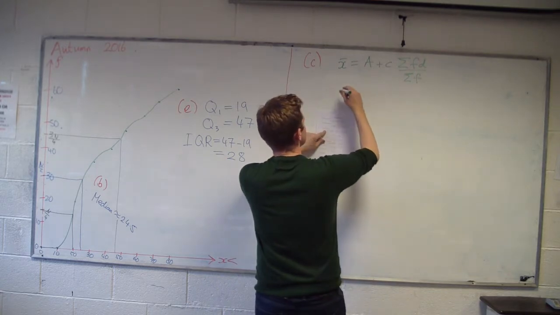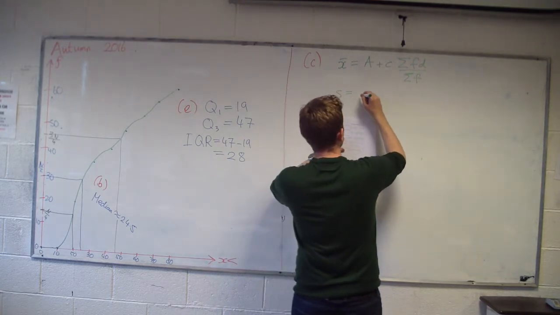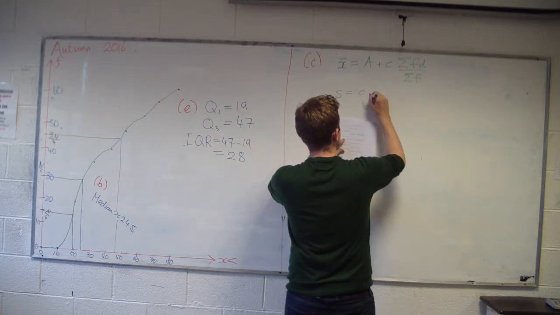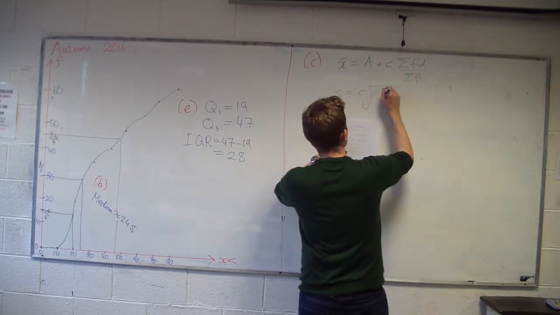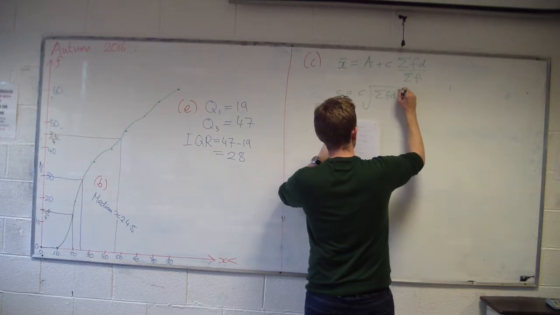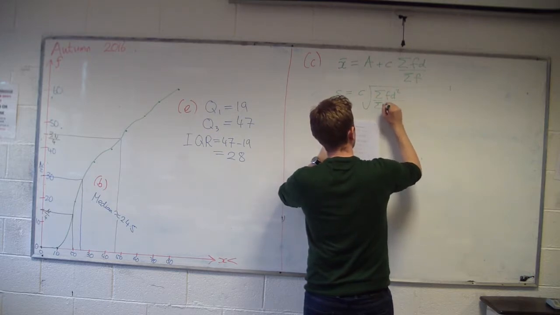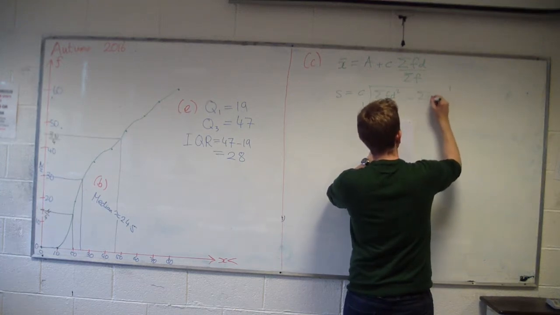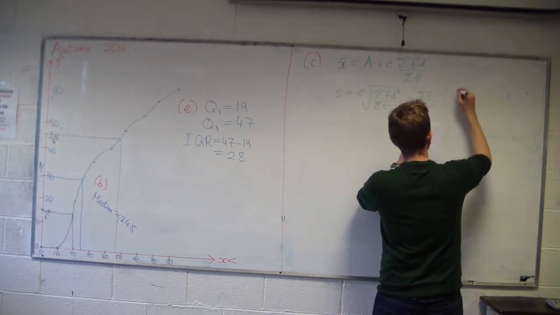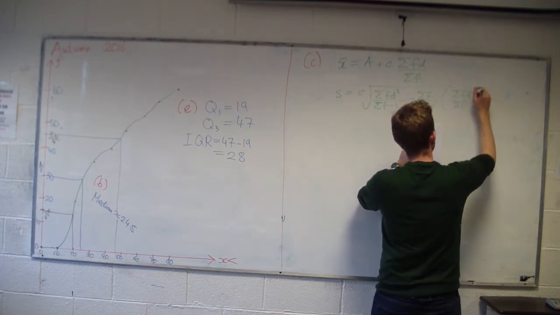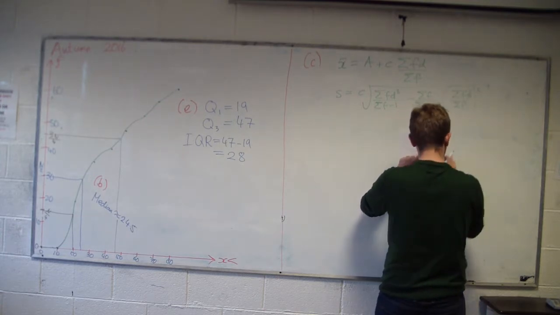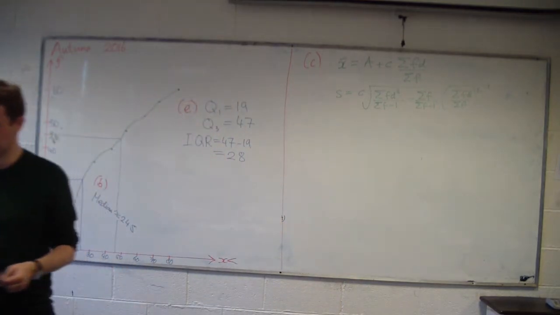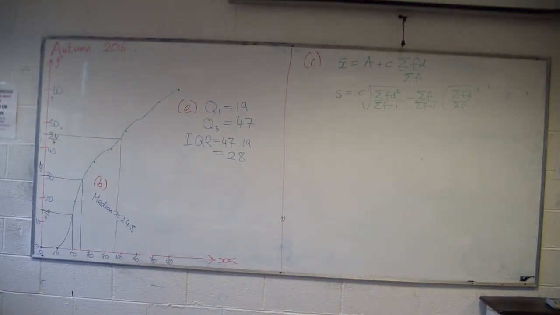And we should use the sample standard deviation because the question says sample. So that's the square root of [add up f by d squared, minus (add up f by d) squared over add up f], over add up f minus 1. The stuff with the d's is the assumed mean method.